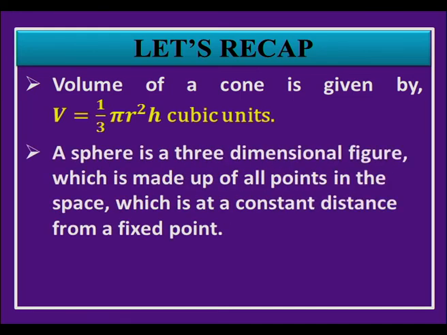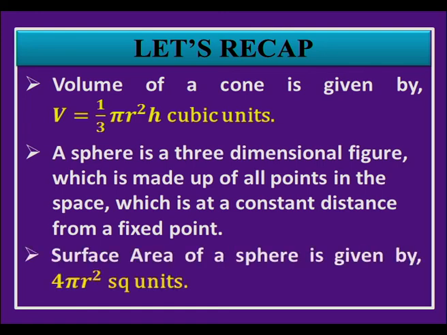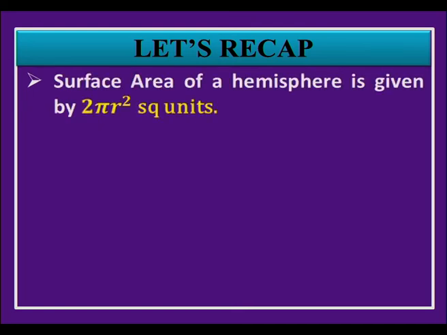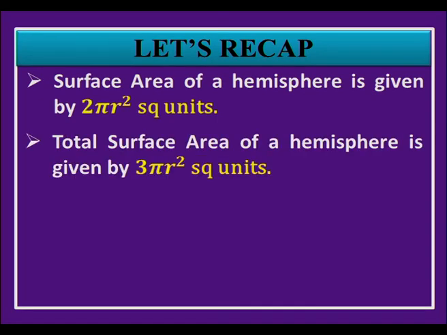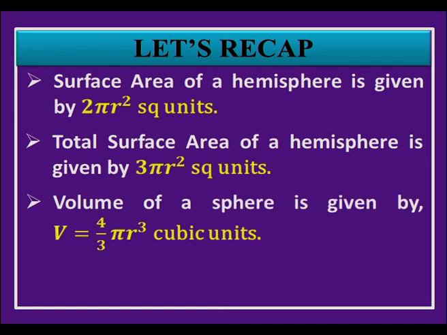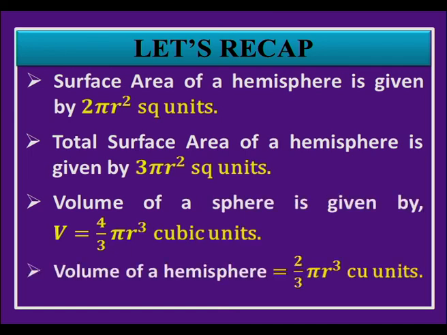A sphere is a 3-dimensional figure which is made up of all points in space which are at a constant distance from a fixed point. Surface area of a sphere is given by 4 pi r square, square units. Surface area of a hemisphere is given by 2 pi r square, square units. Total surface area of a hemisphere is given by 3 pi r square, square units. Volume of a sphere is given by V is equal to 4 by 3 pi r cube cubic units, whereas volume of hemisphere is given by 2 by 3 pi r cube cubic units.